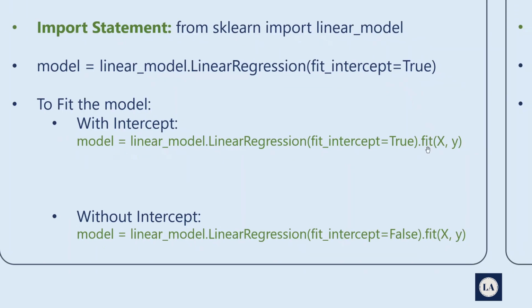All you need to do is call the fit method on x and y, where x is your exogenous variables, your inputs, and y is the target variable that you're trying to predict. Now, without intercept, the model looks very similar, only that you set fit_intercept to False.